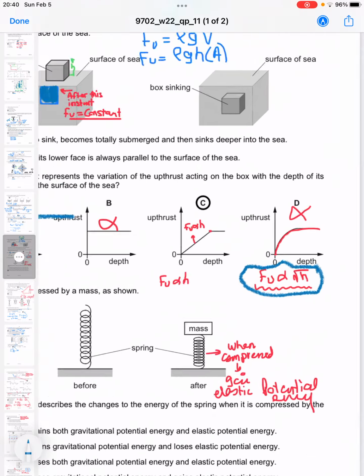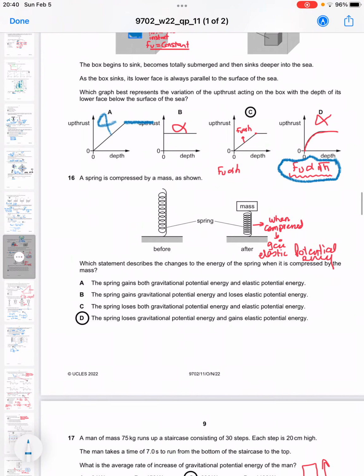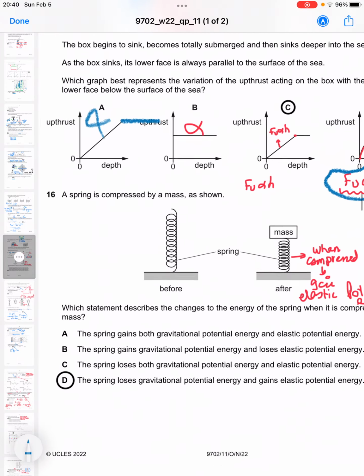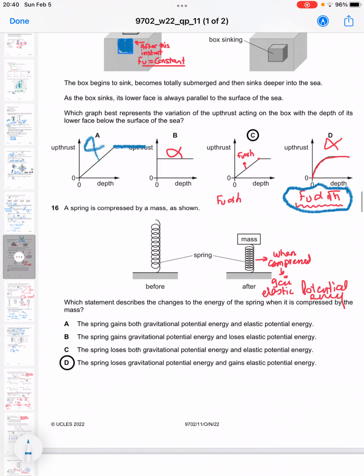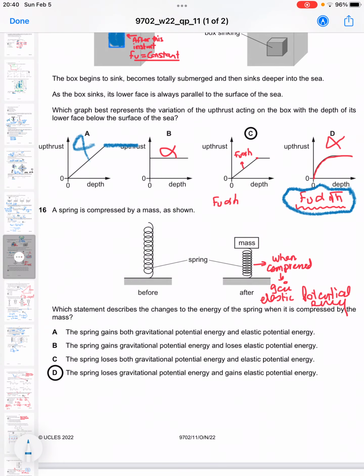So C is the appropriate answer. Question number 16 says that the spring is compressed by a mass. What are the energy changes which are occurring? So D is the appropriate answer. It says that the spring loses gravitational potential energy and gains elastic potential energy. A spring gains elastic potential energy in both cases, when it is stretched or when it is compressed fully.